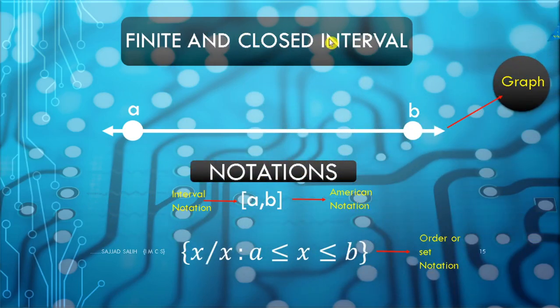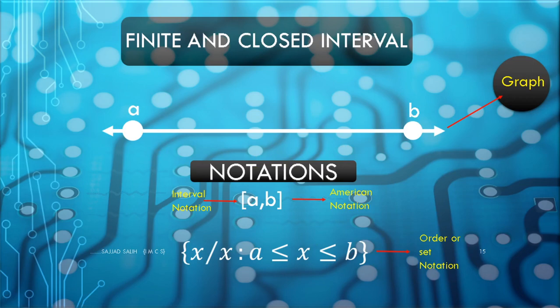So here is the finite closed interval. A finite closed interval means both points A and B are involved in this interval, and all the numbers between A and B are also involved. Here we define the interval notation [A, B]. This is the American notation, and in set notation, x such that a ≤ x ≤ b. It means all the elements between A and B are involved, and A and B as well are involved in this interval. Okay, understand the closed finite interval.